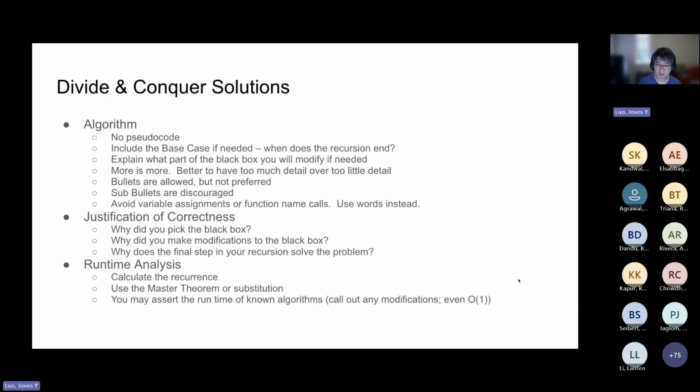So, any questions about the solution of a divide and conquer problem? Bradley?